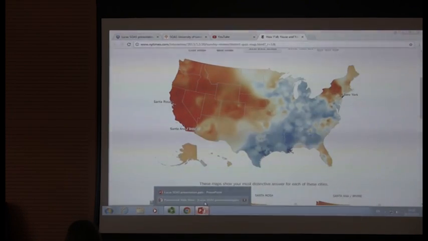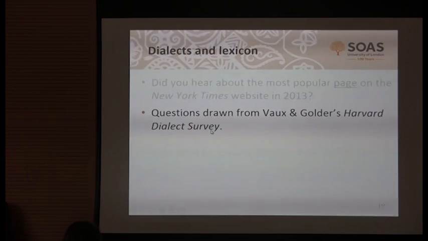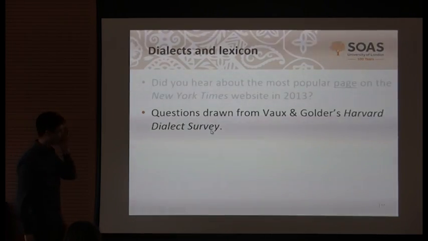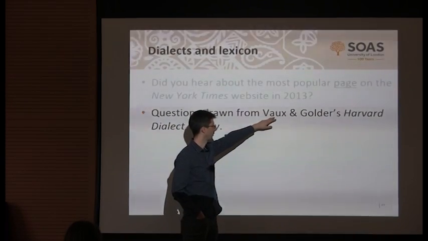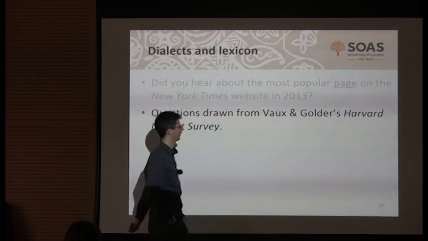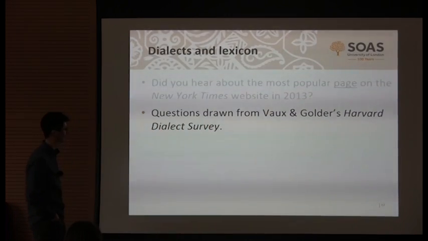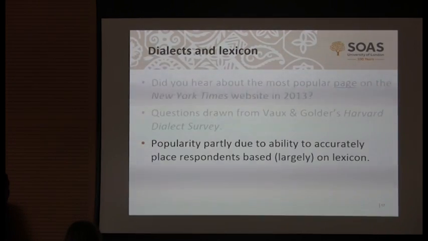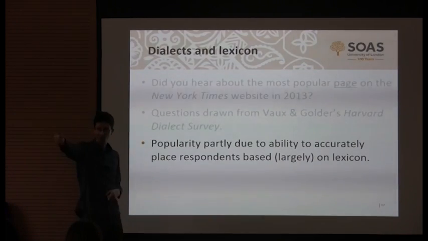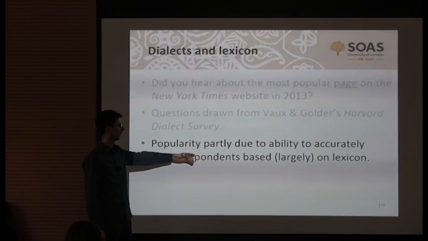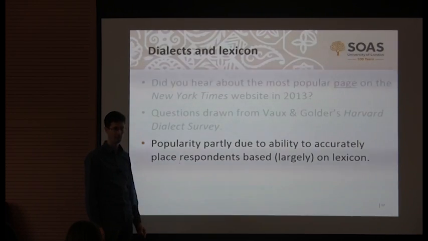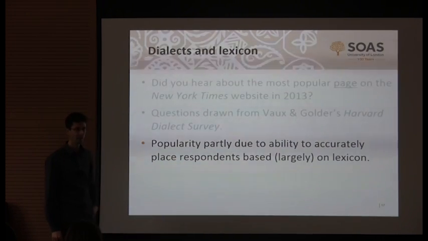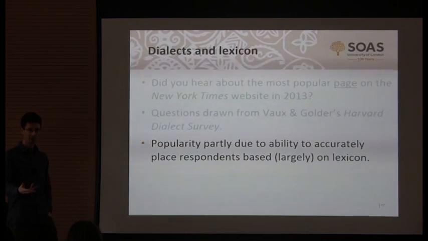So you grew up in New York? Yeah. Okay. So it was drawn from work by the ex-Harvard and now Cambridge linguist Bert Vaux and his student, their dialect survey. Why was it so incredibly popular? Because it can do what just happened. It can pretty much accurately place people based on mostly their lexicon, okay? So it works in that positive sense.